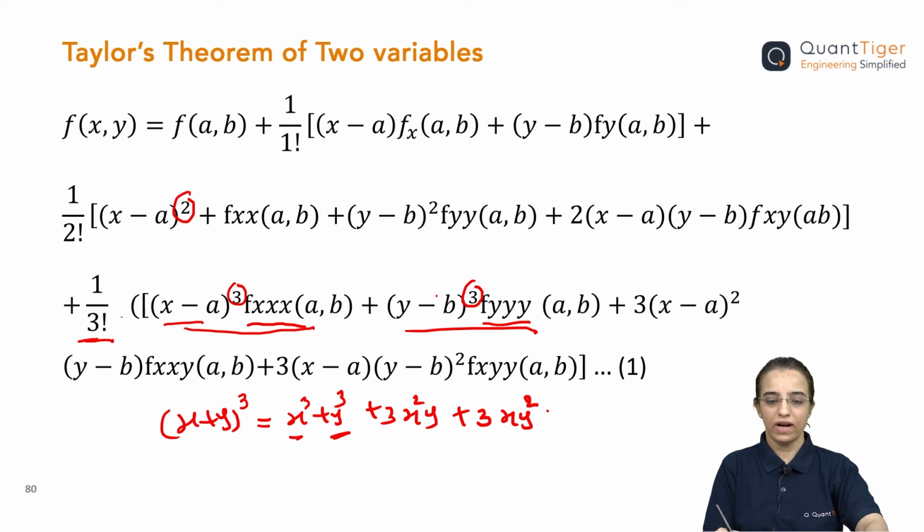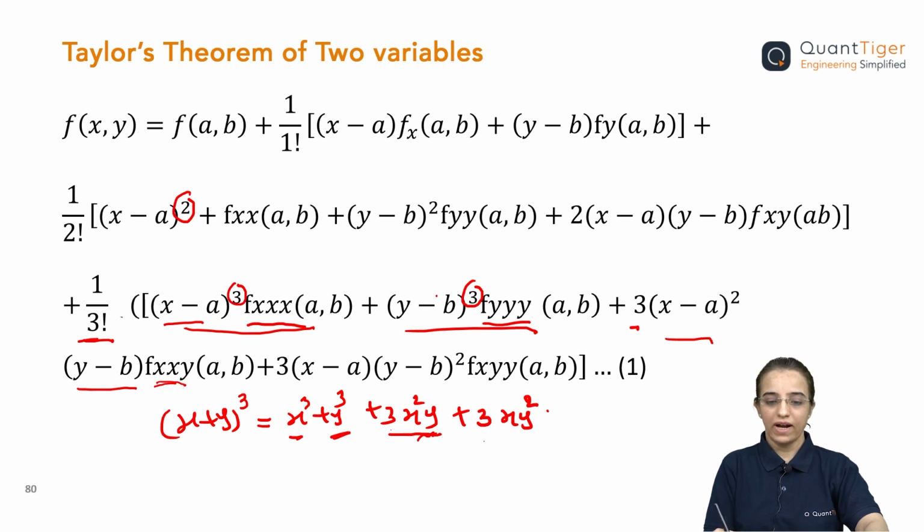Now let's look at how we follow this for the third term, 3x square y. This is 3 x square, so the bracket of x minus a is squared, and y is as it is here. Since x square is there, the second order derivative of x we have taken, and we have to differentiate it with respect to y. So this is xxy, x square y, which is nothing but f xxy.